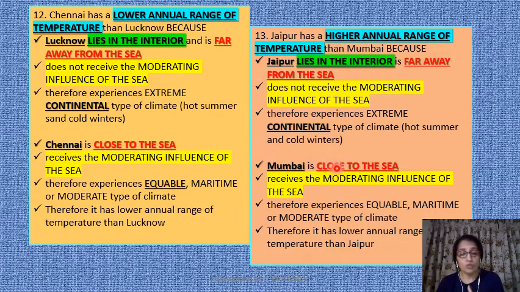Mumbai is close to the sea. It receives the moderating influence of the sea. It therefore experiences maritime or equable type of climate, moderate type of climate. Therefore, it has a lower annual range of temperature as compared to Jaipur.